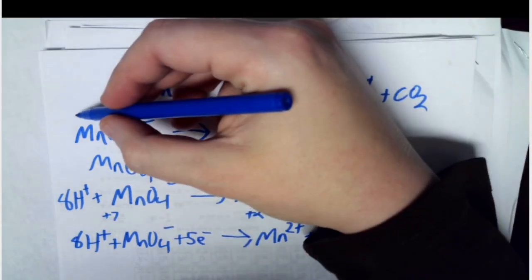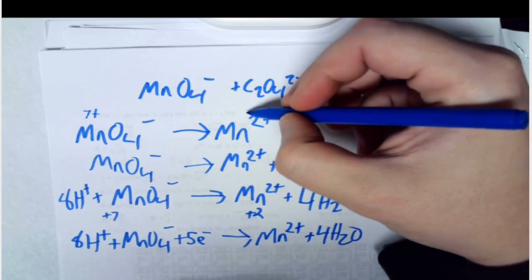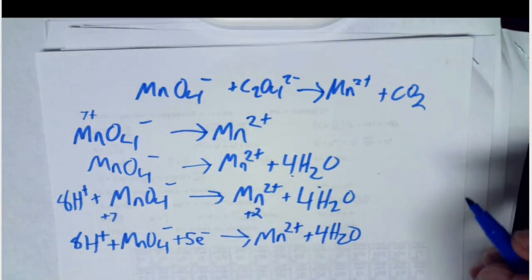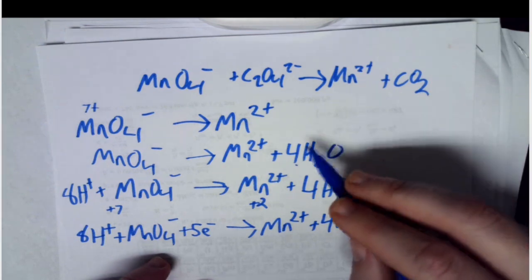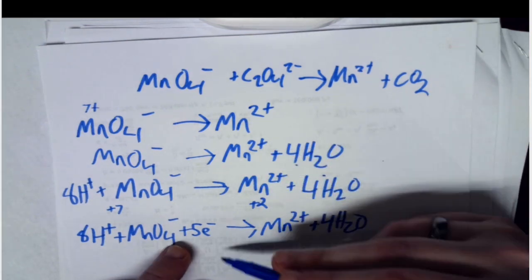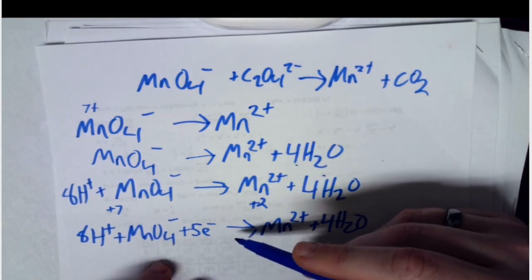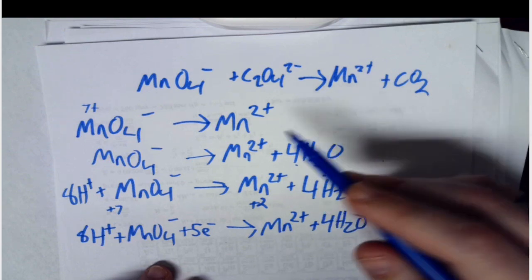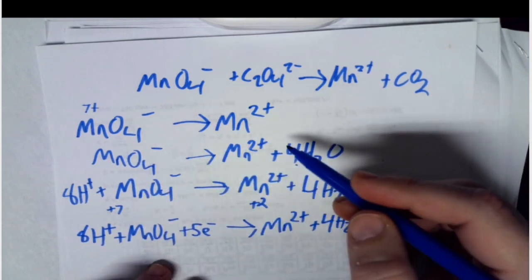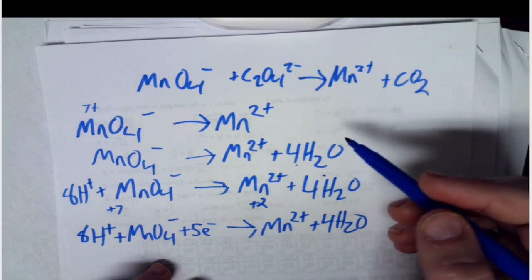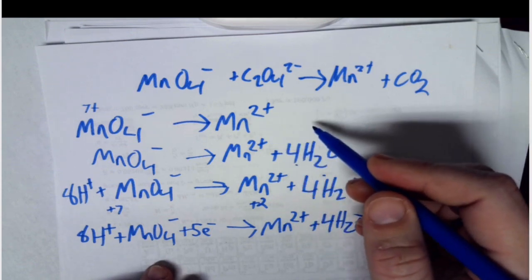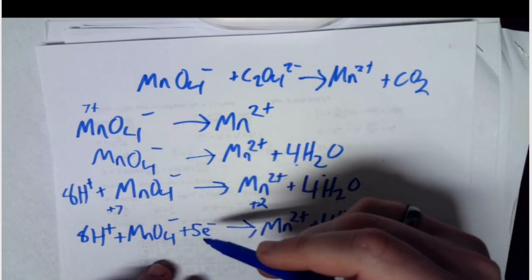That's because this manganese is 7 plus and this one is 2 plus. We are losing 5 electrons to get there. But once again, you do not need to know that to do this. I'm just balancing the charges. If I had tried to balance the electrons first, I would have had 3 electrons on this side and not 5 electrons on that side.